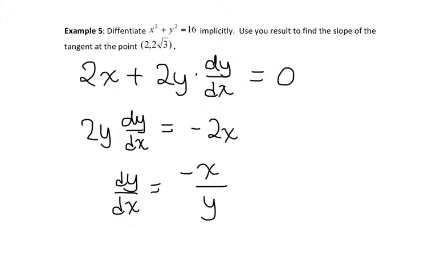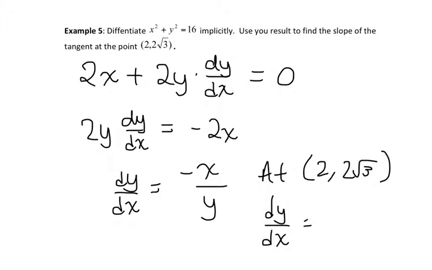And it turns out I was wrong about my slope then. Well, actually, I was okay. Because now if we plug in our point, we know our x and y. So at 2, 2 root 3, the slope, the derivative, is equal to negative 2 over 2 root 3, which is negative 1 over root 3. So I was off by, it's not quite a half, but I was pretty close.